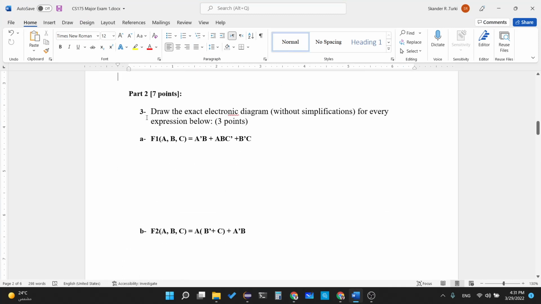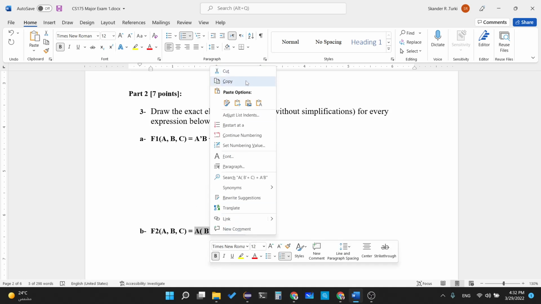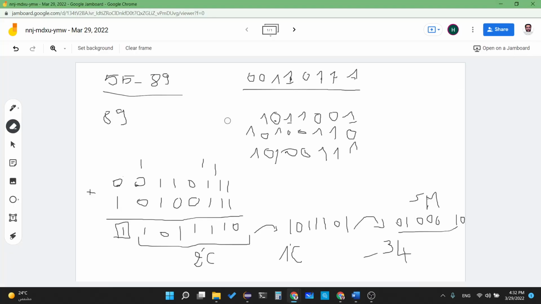Okay, here draw the exact electronic diagram without any simplifications for this circuit. I think this is easy. Well, you want me to do it? Do the next one instead. This one is harder, but even it is a bit easy. Yes, the second one. Okay.